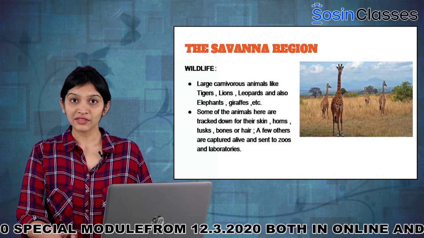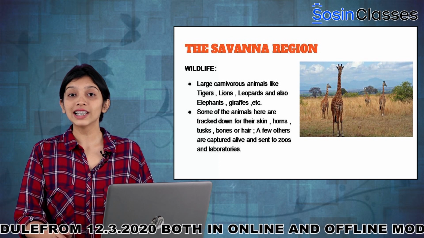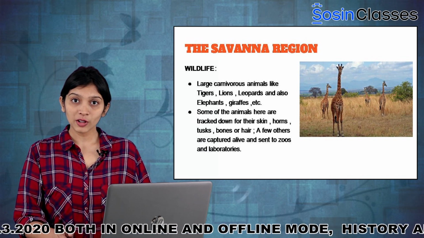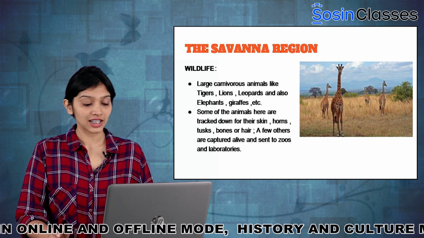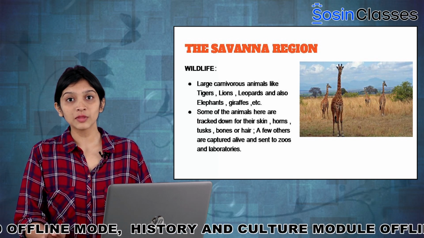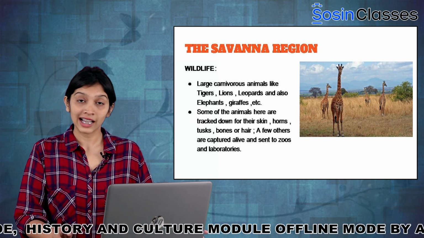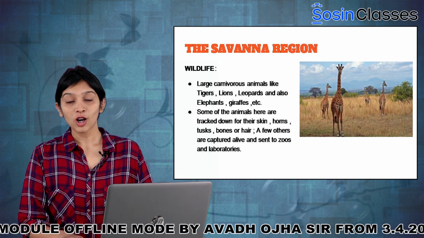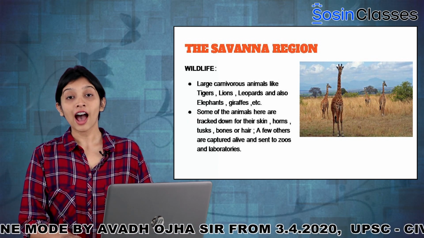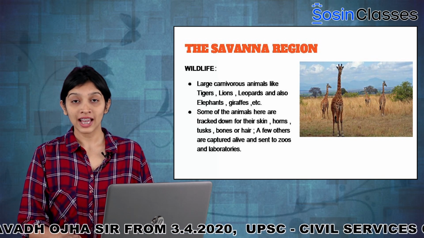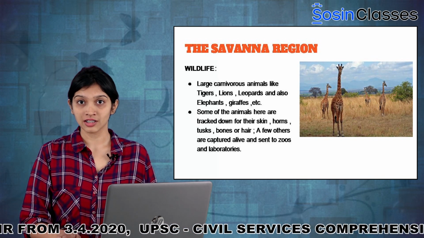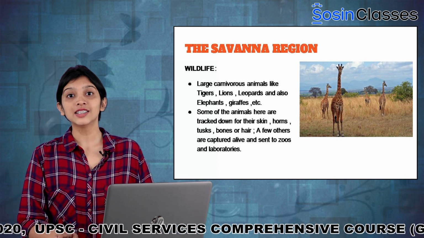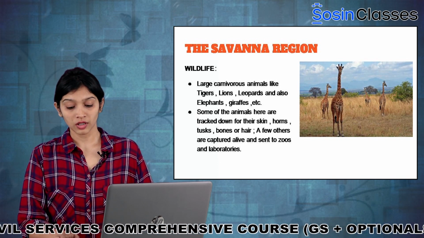Coming to the wildlife in these regions, there are mostly large animals. The herbivorous ones include elephants, giraffes, etc. And the carnivorous animals are like lions, leopards, tigers and many more. Sadly, most of the animals in this region have been hunted for their bones, hair, tusks and other reasons. They are also captured and sent to laboratories and zoos.